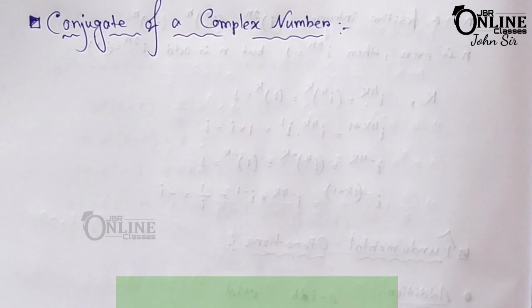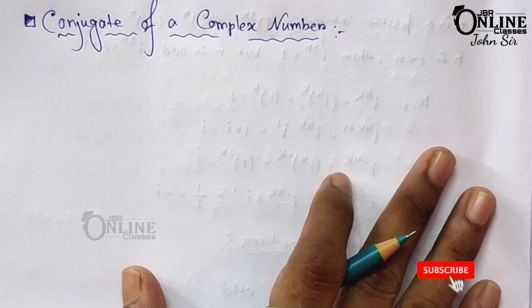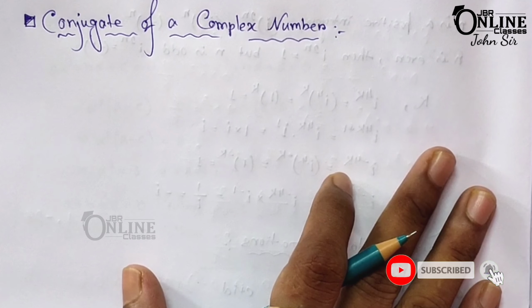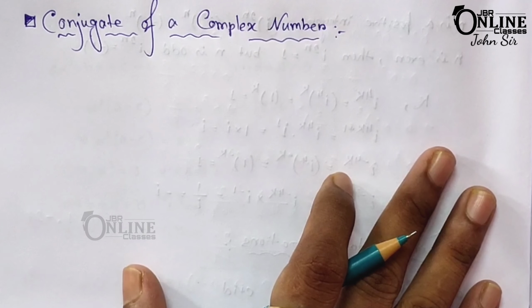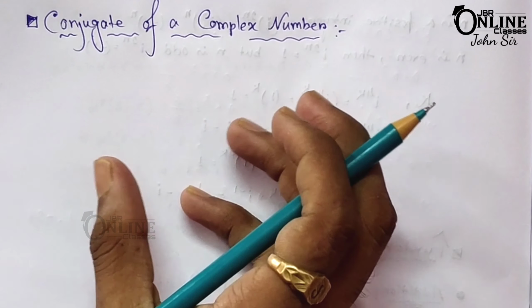Now in the previous part, we already discussed what a complex number is, its properties, and the fundamental operations of complex numbers. In this video, we are going to discuss the conjugate, the modulus of a complex number, and also the cube root of unity. So first, what is the conjugate of a complex number?